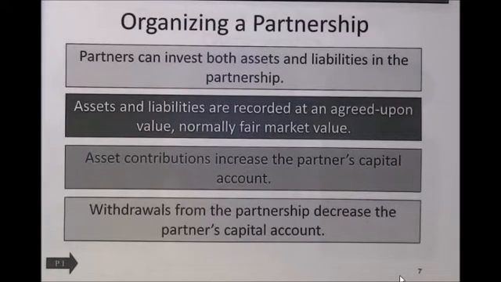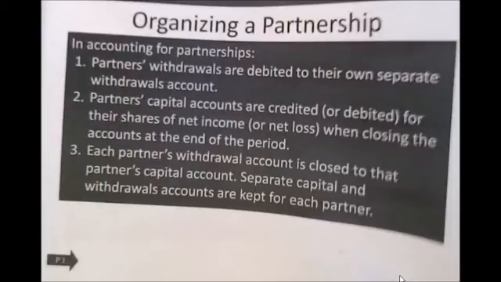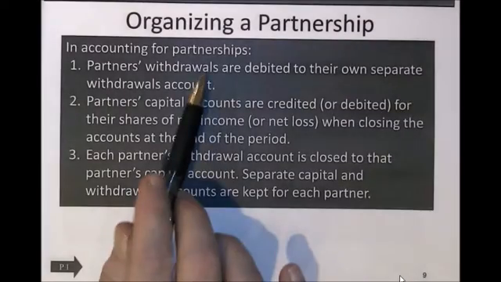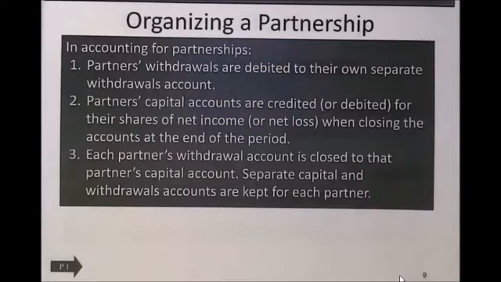Asset contributions increase the partner's capital account, just like in a sole proprietorship, right? When the guy put money into the business, assets go up, owner's equity goes up, and withdrawals from the partnership decrease the partner's capital account, right? So when you draw money out, that partner's capital account goes down. So towards that end, that means that what? Each partner has to have their own capital account, and they have to have their own drawing account, right? So we used to have capital and drawing, and now I have a capital account and a drawing account for each partner, right? For each partner.